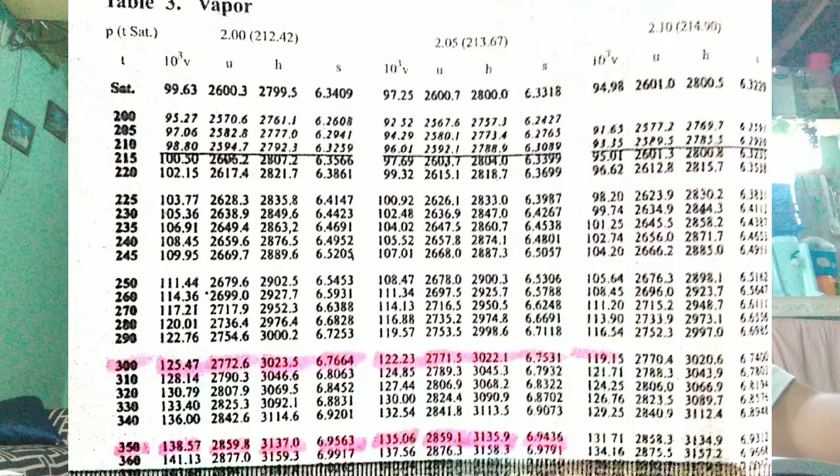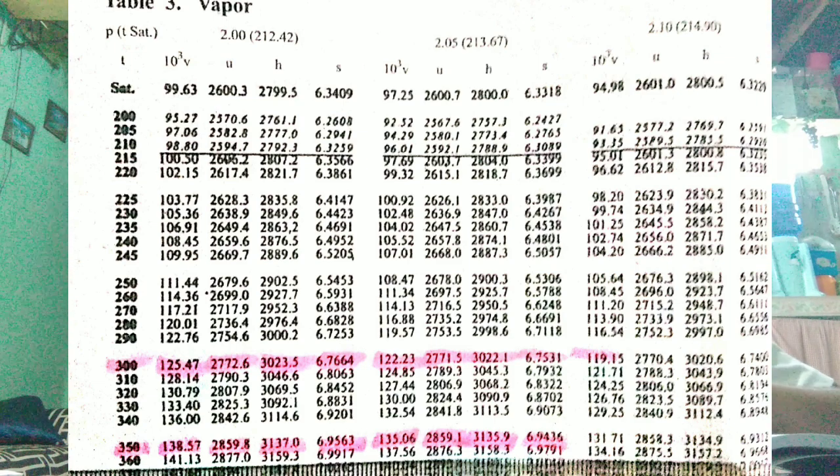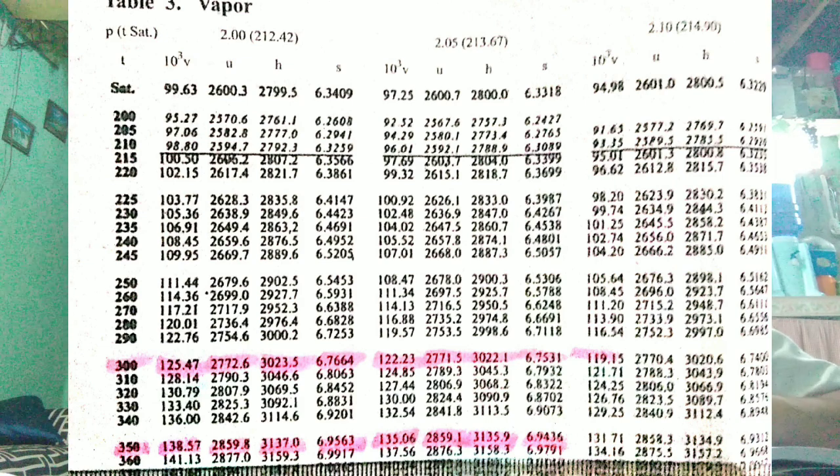So, what is our T actual? Our Tsat is 212.42 degrees Celsius. That's right. So, that's our Tsat. We have now obtained the Tsat.